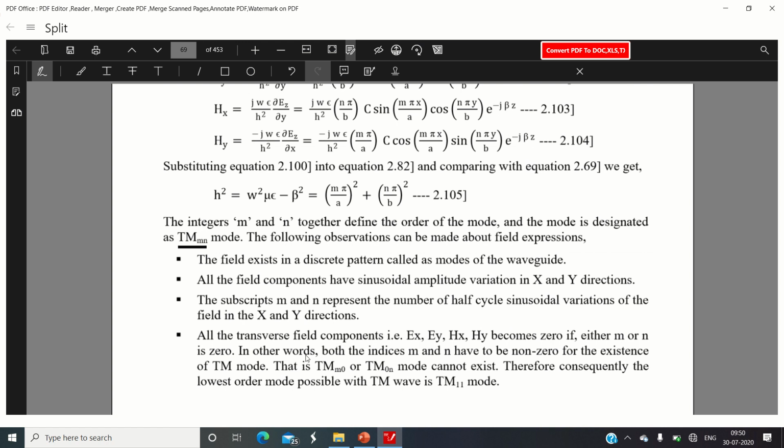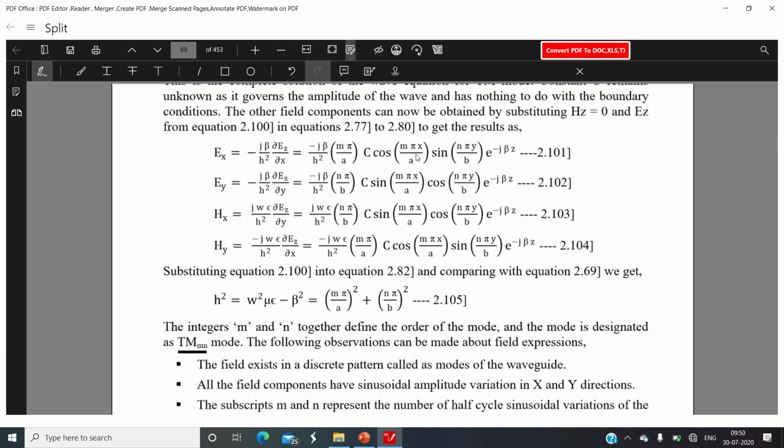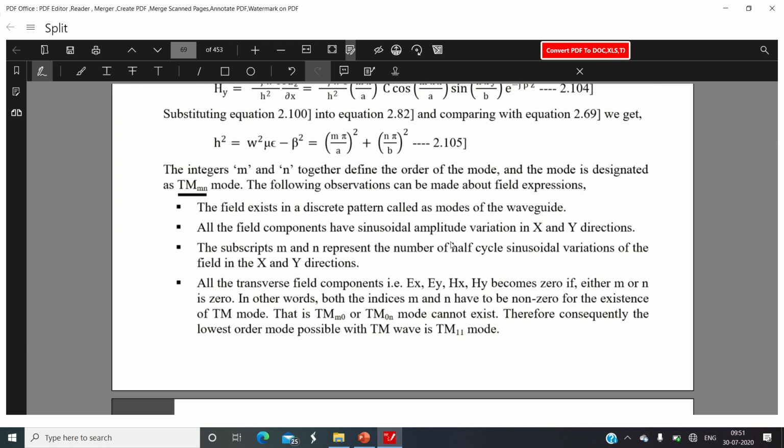In other words, the indices small m and small n have to be non-zero. If you substitute either m equal to 0 or n equal to 0, all the 4 transverse components are going to become 0. So if we don't want the components to become 0, then we need to keep m and n non-zero. So what does it indicate? Here I will underline: small m and small n values have to be non-zero.